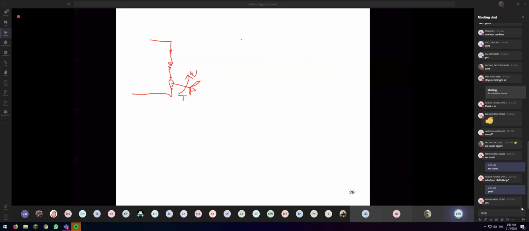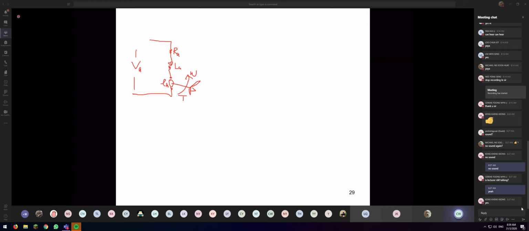Now come back to your separately excited DC motor. This is still the same. Here is RA, the armature resistance. This is the LA. Here will be the back EMF. And here is the supply voltage, VA.